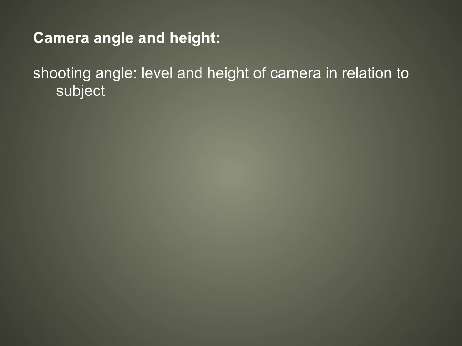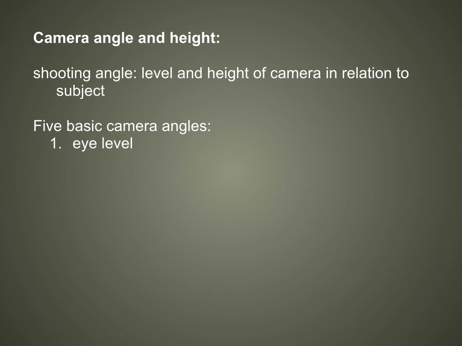So, one thing that we can use to describe what a shot looks like is the shooting angle. And that refers to the level and height of the camera in relation to the subject that is being shot. There are 5 basic camera angles that we generally discuss.